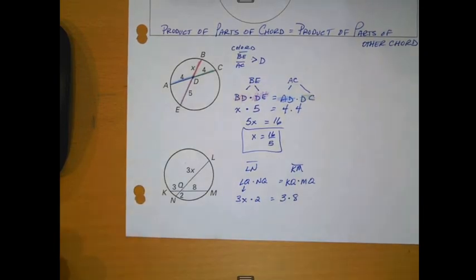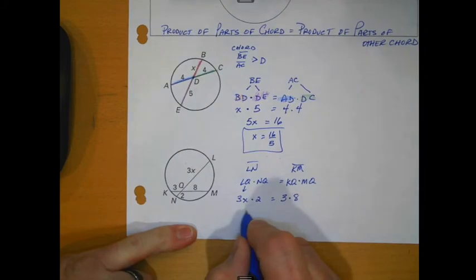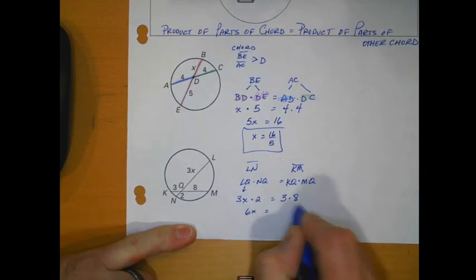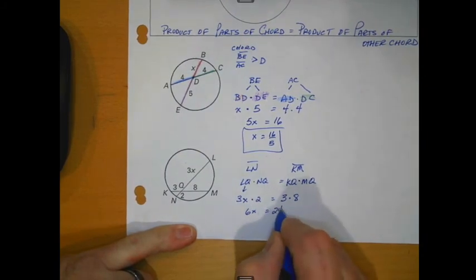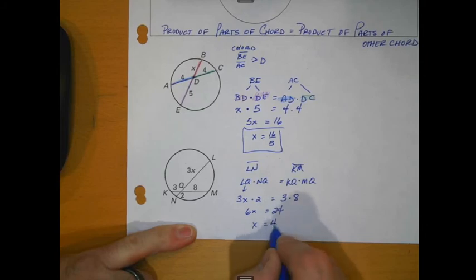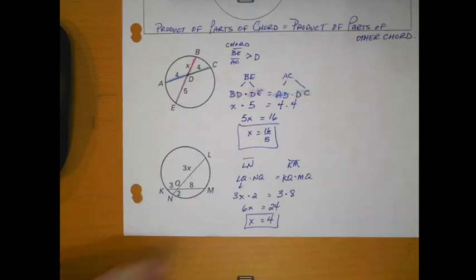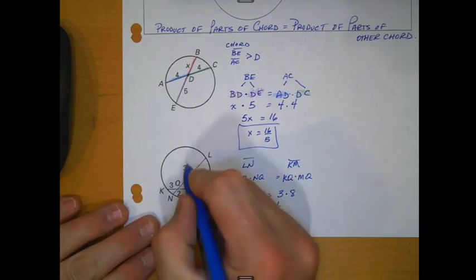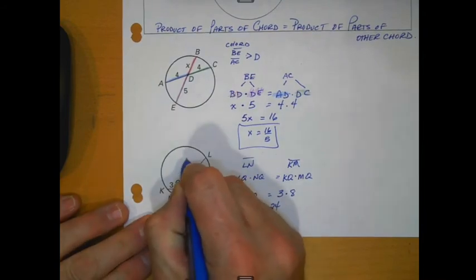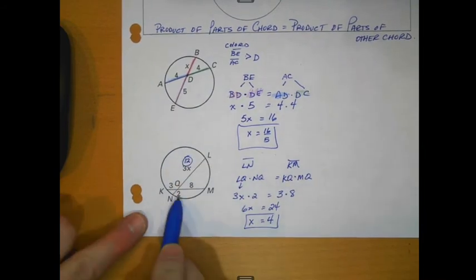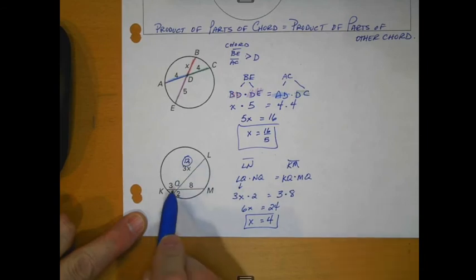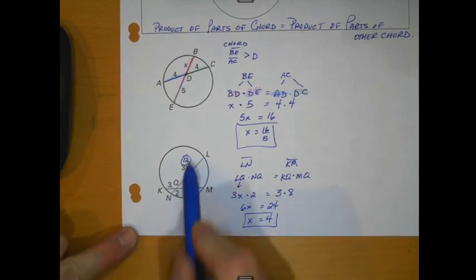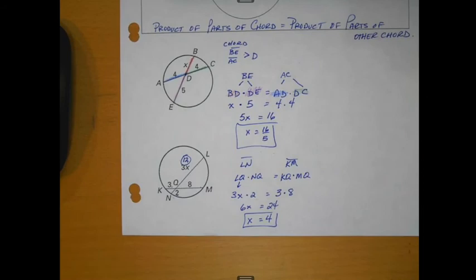So if I do the little multiplication, 3x times 2 is 6x, 3 times 8 is 24, divide by 6, x is equal to 4. So if I plug that back in, this would be 3 times 4, or this would be 12, just to make sure. 3 times 12 is 24, 2 times 12 is 24, 3 times 8 is 24 as well.